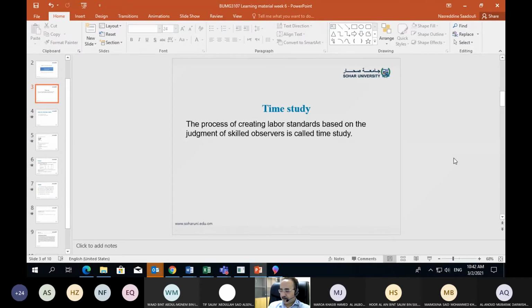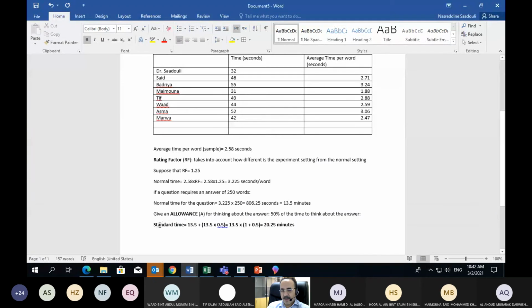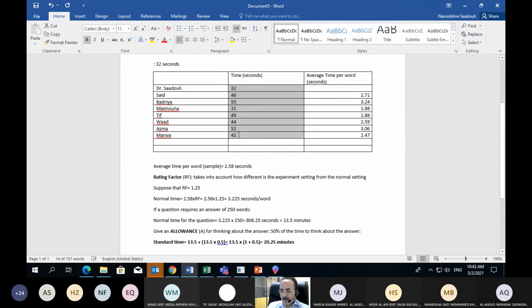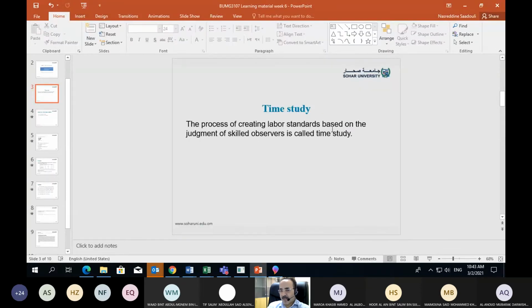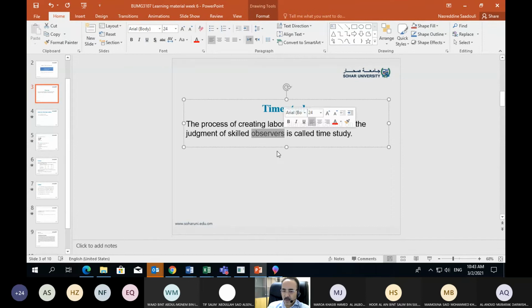The time study is the process of creating standards, labor standards, based on the judgment of skilled observers. So if we project this definition to the experiment we have done, we created this labor standard, this standard time for answering a question, through observing your performance in writing these sentences. That's what the definition says. Based on observing. Observing what? Observing the people doing the work.